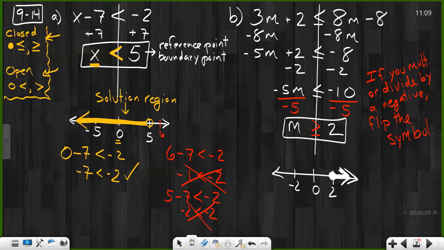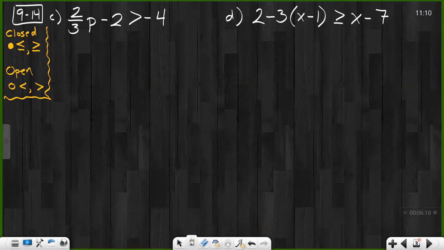I'm showing you how you don't have to use a different color. You can just make it darker and thicker so that we see which direction you're actually going. All right, let's take a look at a few more examples here.